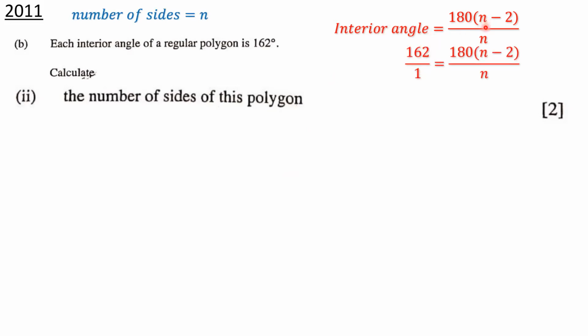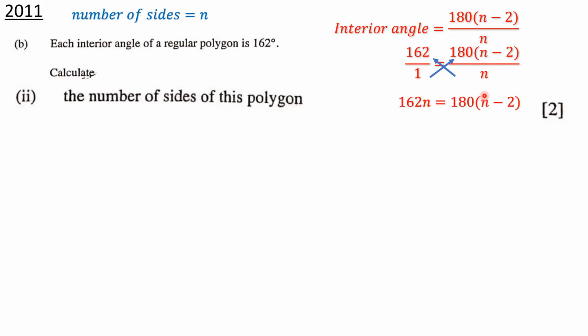N is going to be equal to, well, they didn't tell us what n is. The only thing we need to do is substitute the interior angle. Now, what we can do here, we can cross multiply. So n times 162 and 1 times 180 times n minus 2. N times 162 is going to be 162n. And 1 times 180 times n minus 2 is going to be 180 times n minus 2.